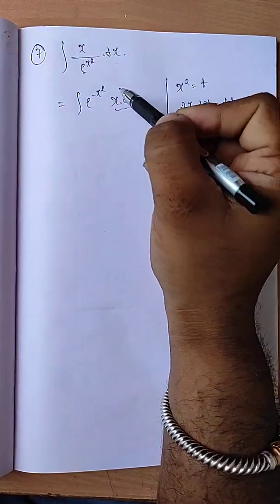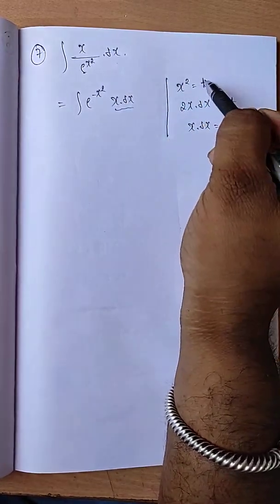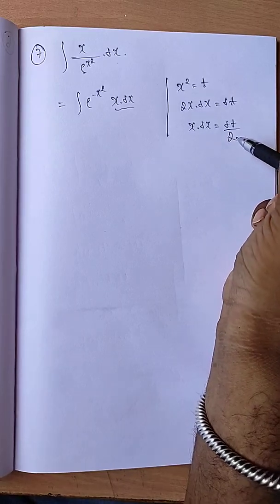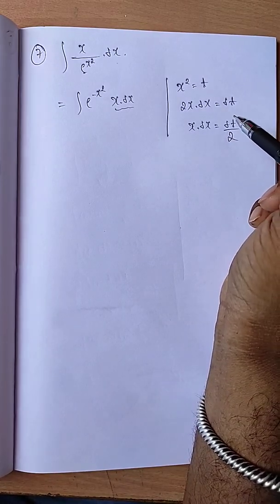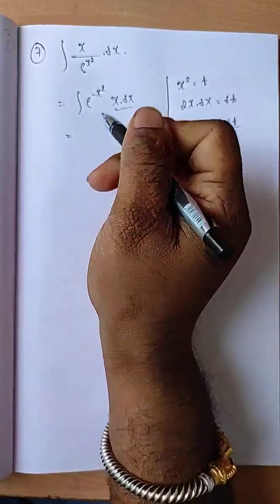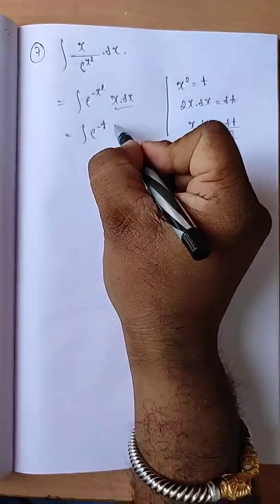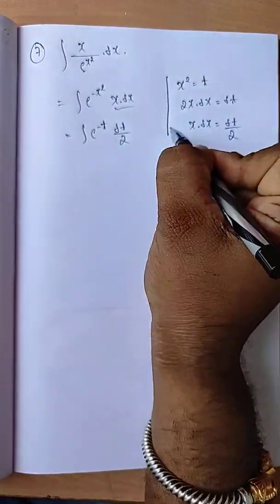Is it clear? Now you want to take the inner function as a t, x square as a t. What is the differentiation of x square? 2x into dx is equal to dt, x into dx is dt by 2. Okay? Now this is equal to integration of e to the power of minus t, x into dx is dt by 2.